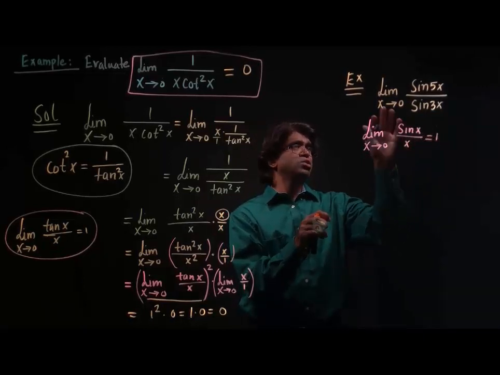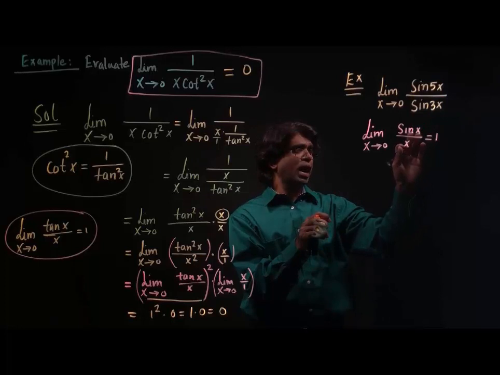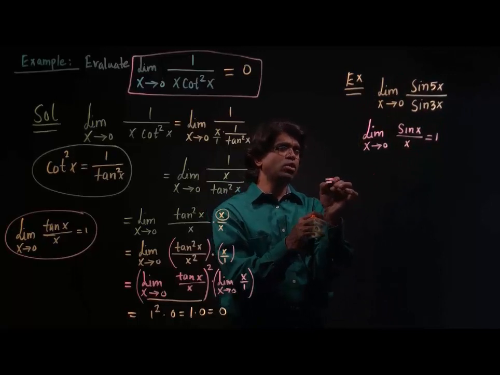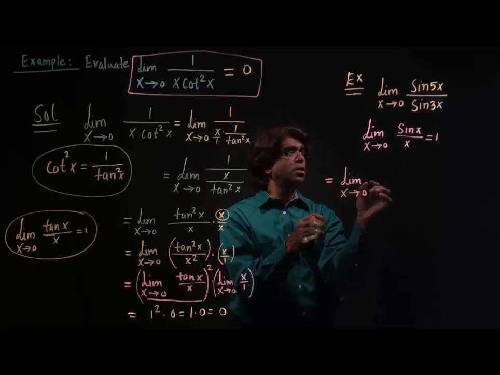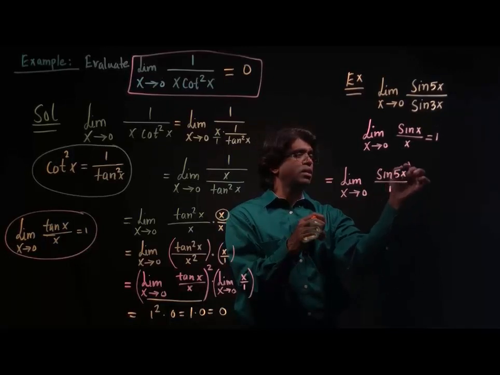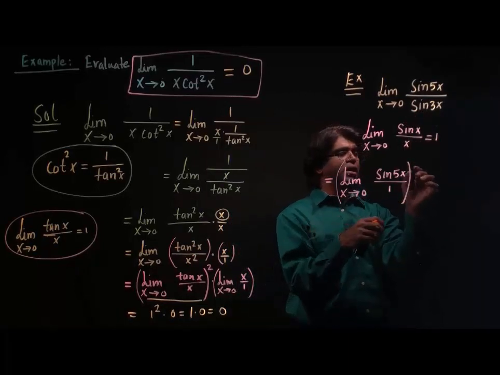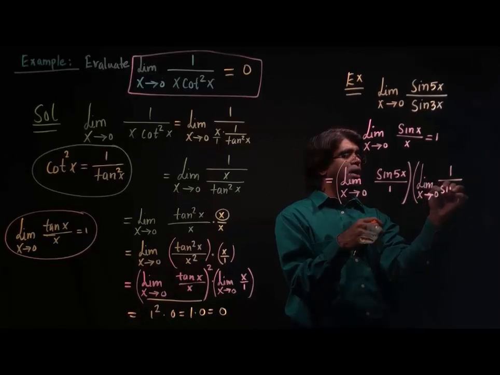1, right? So what I'm going to do, I'm going to separate the numerator and denominator, and I will try to write this expression, or I should say this function, as this. So I will write limit x tends to 0 sine 5x over 1 inside one bracket, and then I'm separating the denominator, so I will write this one as my second term, which is what? Limit x tends to 0 1 over sine 3x, right?